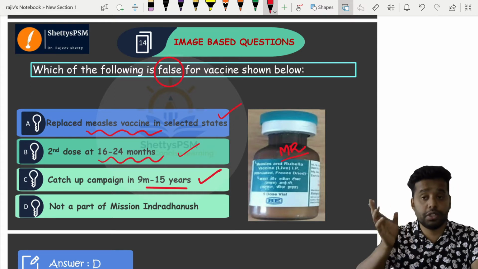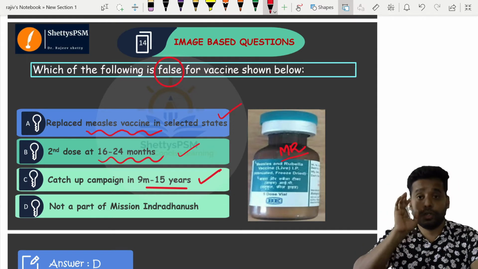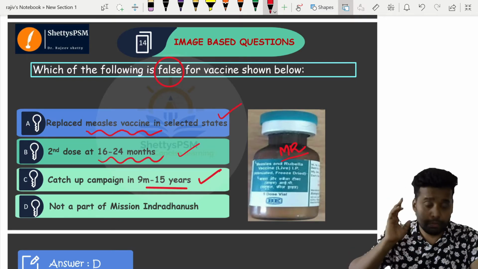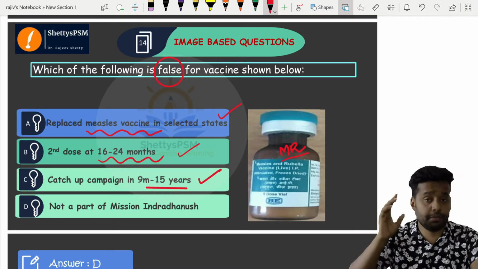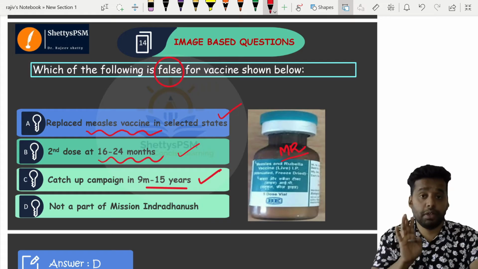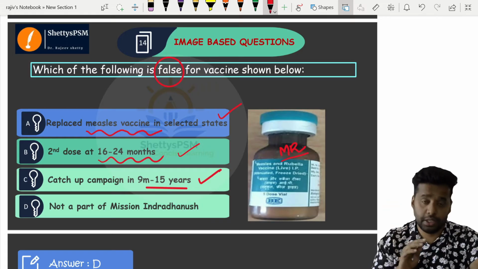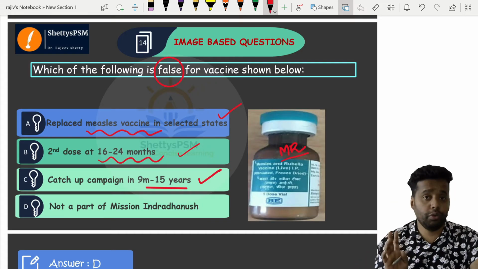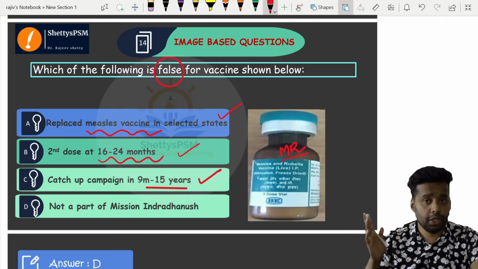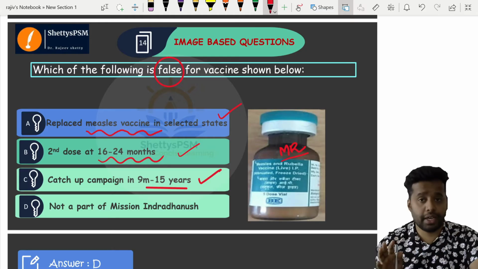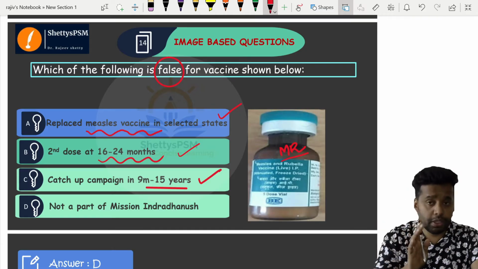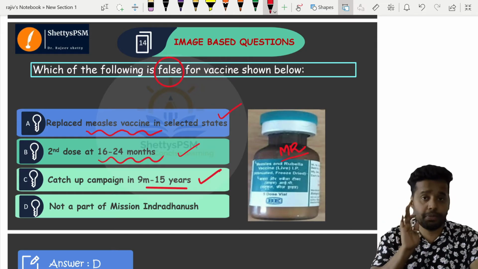Catch-up campaign was done long back. It was initially done maybe 3, 4 or 5, 6 years back, where one dose was given between 9 months to 15 years. That was done all over the country. Now we are not having any catch-up concept. Only during an outbreak you can give MR vaccine, but we don't have any catch-up concept. This is a very old thing, but you should know the age group of the catch-up campaign.